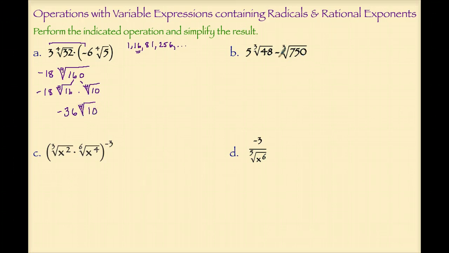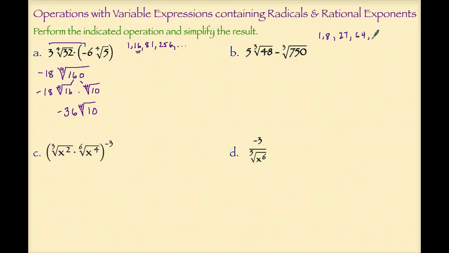Look at letter B. Now we're being asked to subtract. And of course, as with any expression, we need them to be like terms. These do not look like terms, even though the indices are the same. But looks can be deceiving. Let's simplify both of these expressions first and see if possibly they are like terms in disguise. Well, we're going to need perfect cubes. 1 times 1 times 1, 2 times 2 times 2, etc.